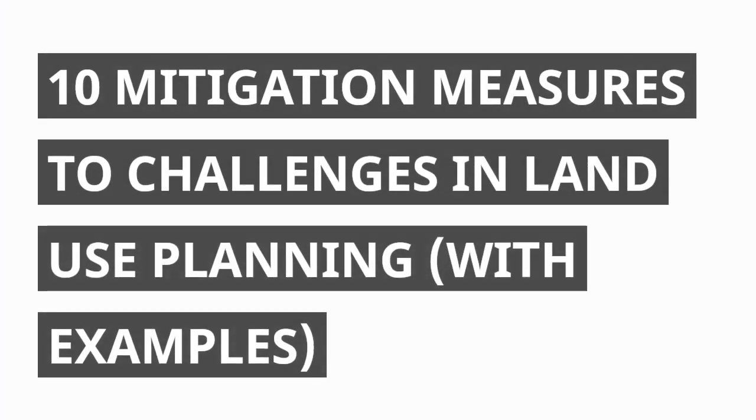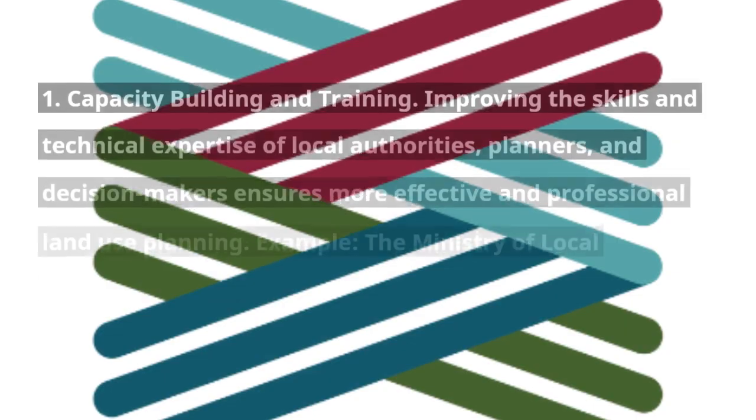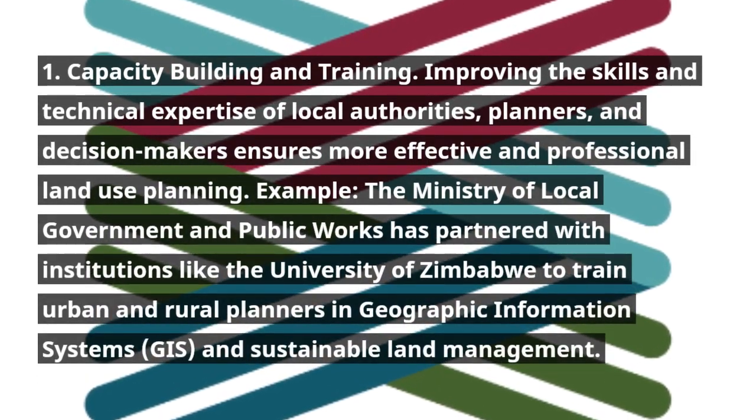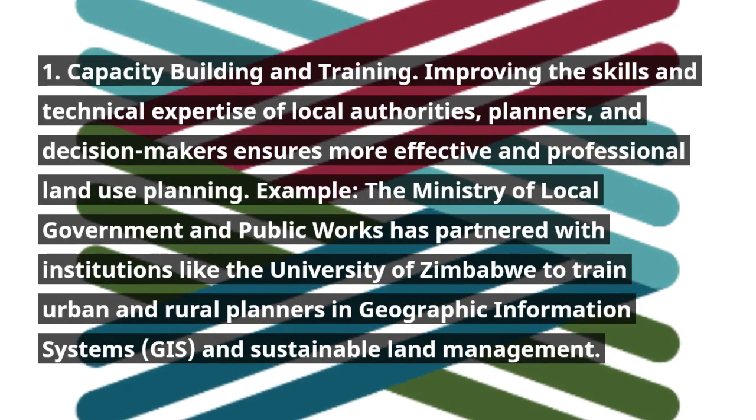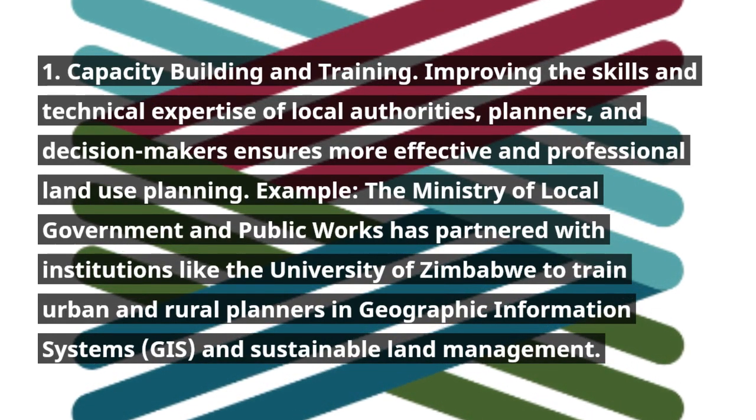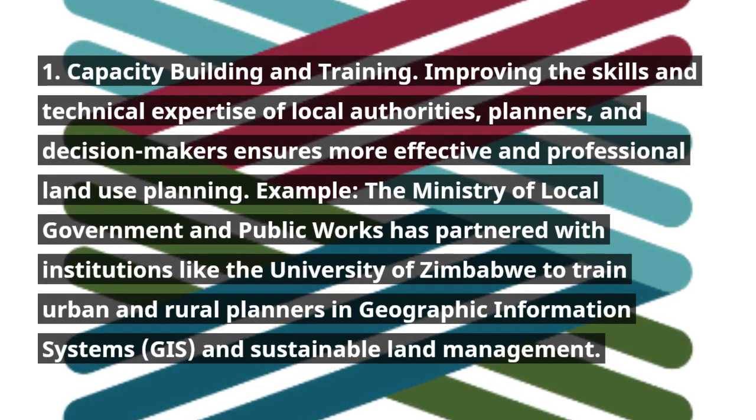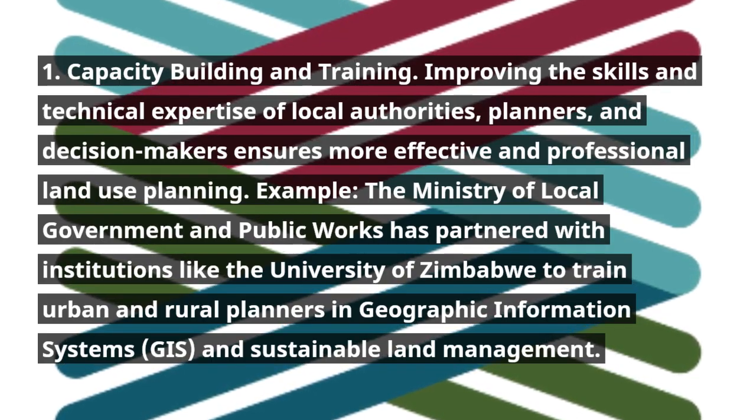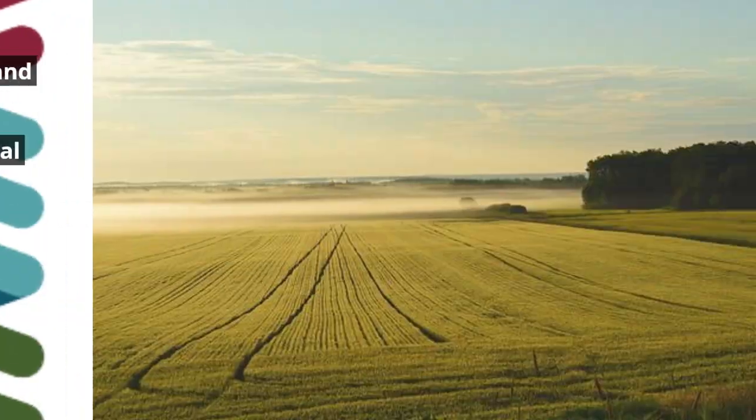10 mitigation measures to challenges in land use planning, with examples. 1. Capacity building and training. Improving the skills and technical expertise of local authorities, planners, and decision-makers ensures more effective and professional land use planning. Example: the Ministry of Local Government and Public Works has partnered with institutions like the University of Zimbabwe to train urban and rural planners in Geographic Information Systems (GIS) and sustainable land management.